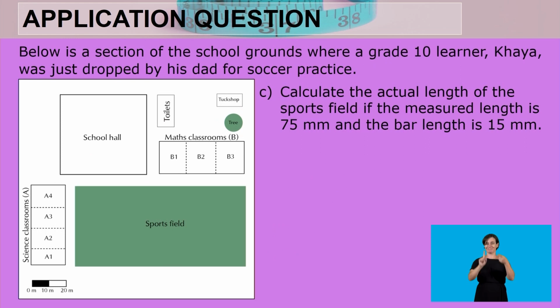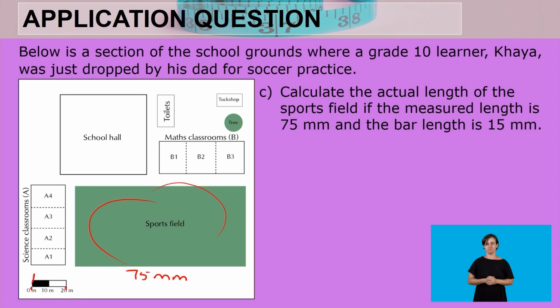Question C says, calculate the actual length of the sports field. This is the sports field. Calculate its actual length if the measured length is 75 millimeters. So it means the length is 75 millimeters and the bar length is 15 millimeters. Bar length means 15 millimeters.